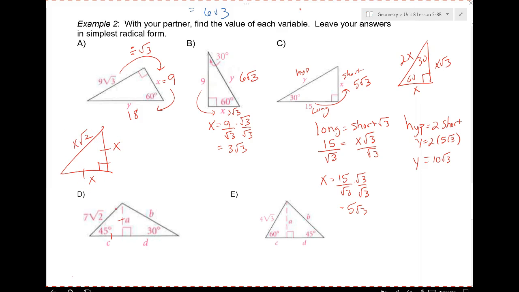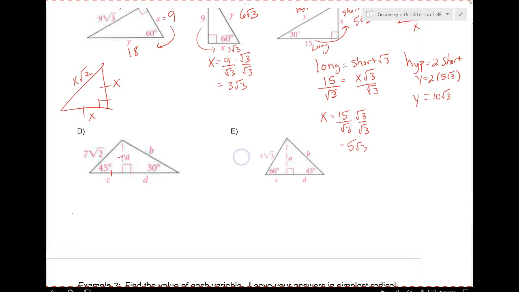And what do I know for that 45, 45, 90 triangle? Hypotenuse or leg? Hypotenuse. How do I go from the hypotenuse down to the leg? Divide by what? Root 2. So can I just say 7 root 2 divided by root 2? Oh, look what happens to my root 2's. Goodbye. So I get C is equal to 7. If C is 7, what's A?